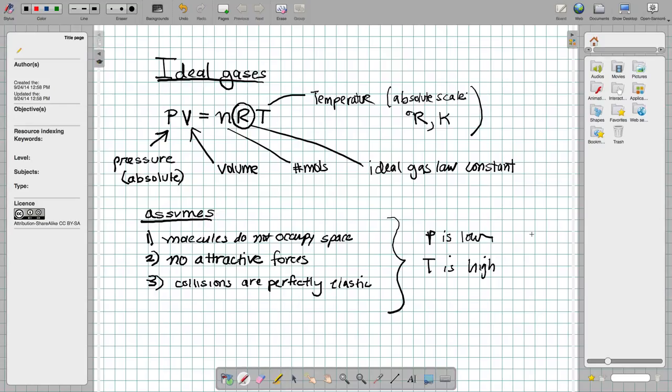So the question is, what is low? And it depends on your tolerance in terms of how accurate you want the model to be. But if you want it to be within 1% or so of the actual gas behavior, you're probably pretty safe if the pressure is less than, let's say, 3 atmospheres, and if the temperature is greater than 200 Kelvin. So our physiological conditions meet those criteria, so that's why we can use the ideal gas law as often as we're going to.